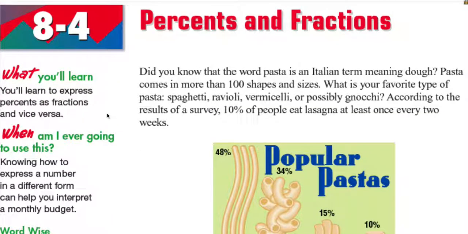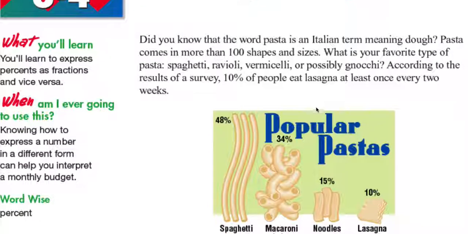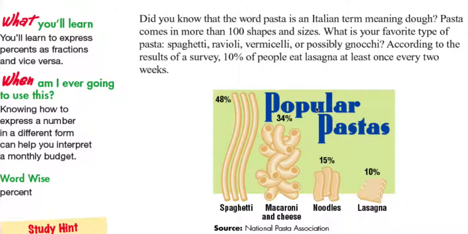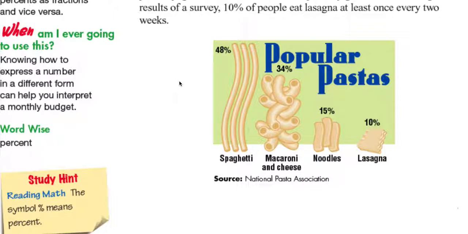Did you know that the word pasta is an Italian term meaning dough? Pasta comes in more than 100 shapes and sizes. What is your favorite type of pasta? Spaghetti, ravioli, vermicelli, or possibly gnocchi? According to the results of the survey, 10% of the people eat lasagna at least once every 2 weeks. So this is your survey. Spaghetti 48%, macaroni and cheese 34%, 15% for noodles, and 10% for lasagna for popular pastas.